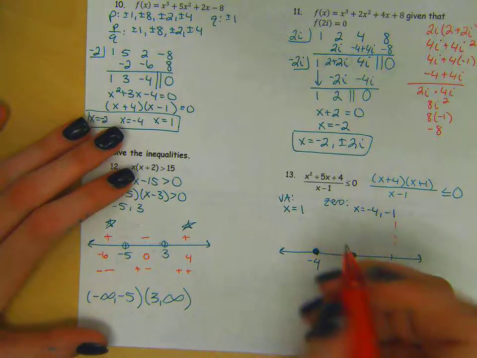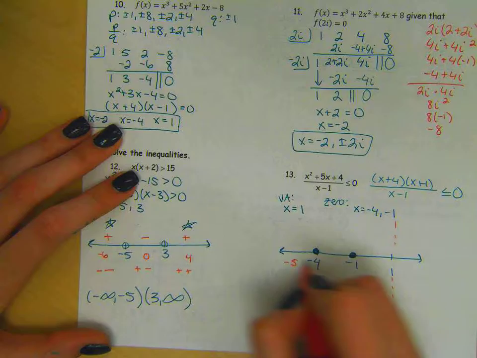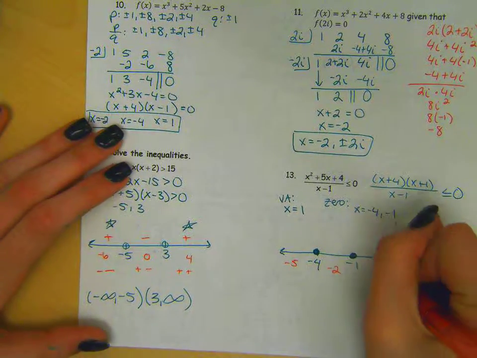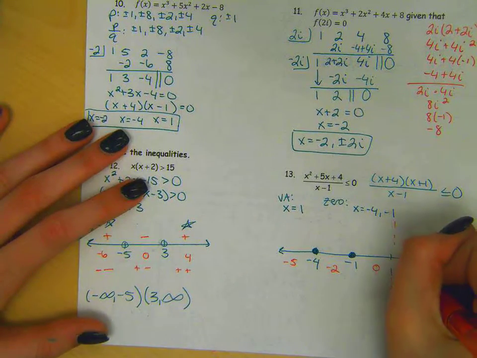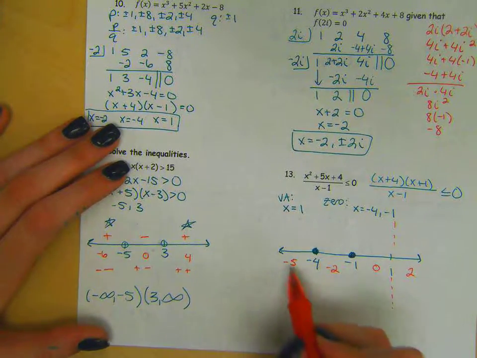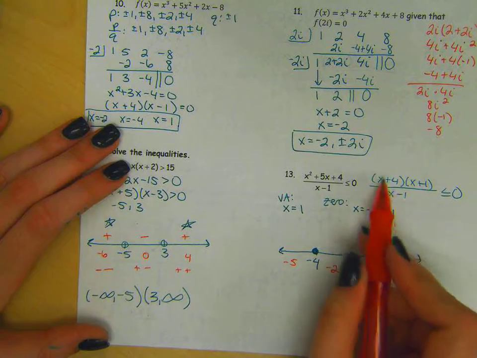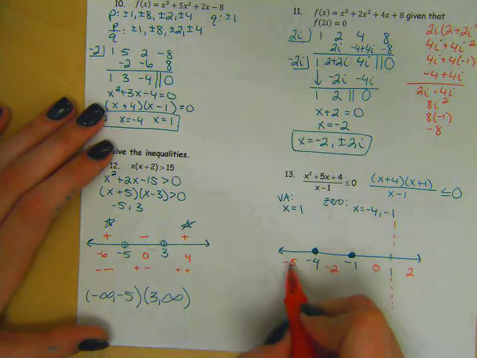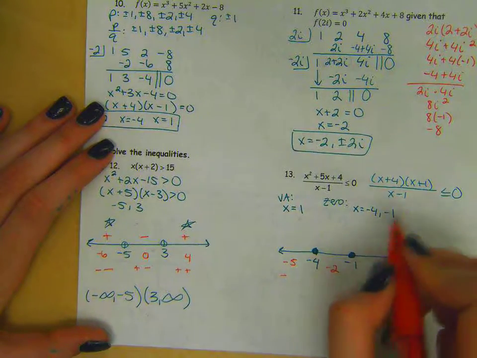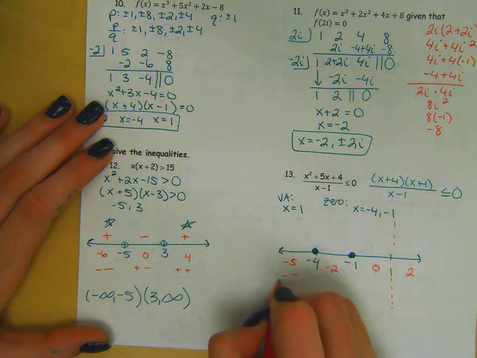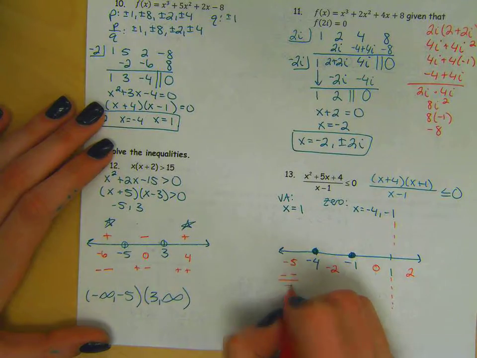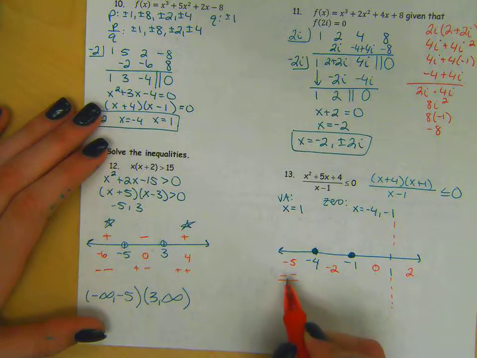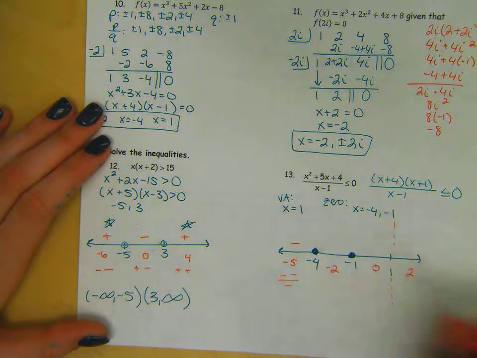My key points are my test values. I've got negative 5, between negative 4 and negative 1 let's try negative 2, between negative 1 and 1 always try 0, and greater than 1, let's try 2. I'm going to plug these test points back into the factored version, and I only again care about whether it's positive or negative. So negative 5 plus 4 is negative. Negative 5 plus 1 is negative. Negative 5 minus 1 is negative. So here I have a negative times a negative is a positive. A positive over a negative is a negative.